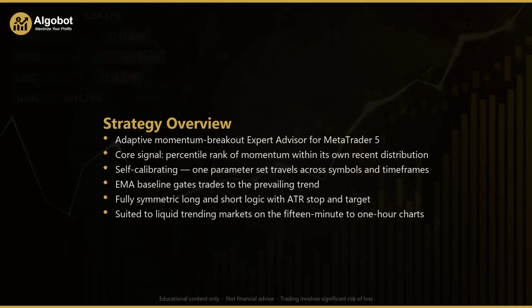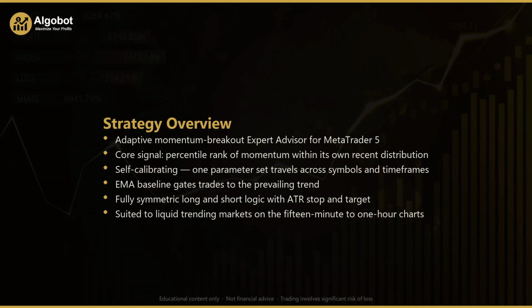The engine driving it is a percentile rank of momentum. Momentum itself is the net displacement of price over a chosen number of bars. The strategy stores a rolling history of those values and expresses the latest one as a percentile, where it falls within the recent range. That single number, between 0 and 100%, is scale-free, which is why one parameter set can travel across different symbols and time frames without constant retuning.